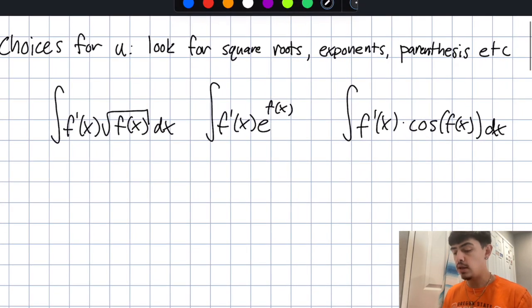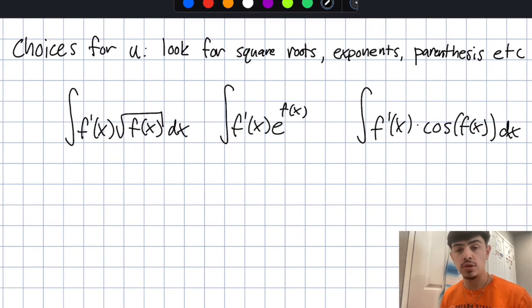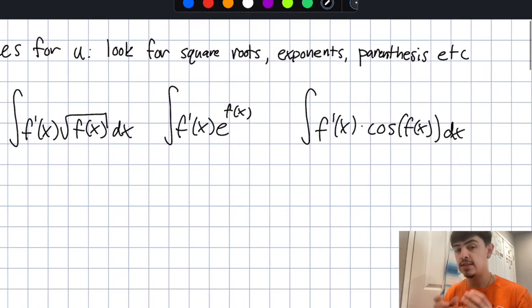So what I have written here is some choices of U sub. Most of the time, the option that you should be choosing for your U sub will usually be inside of a square root, or inside of an exponent, or inside of some parentheses. There's plenty of other options, but these are the main 3 cases that you want to look out for.